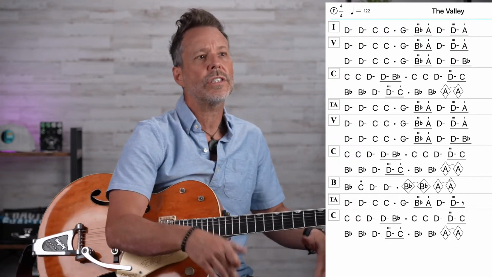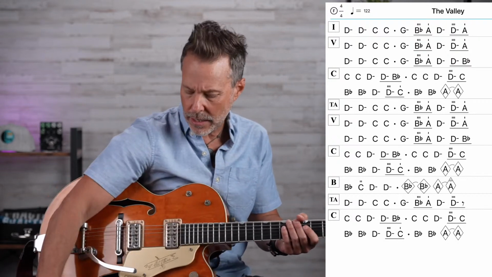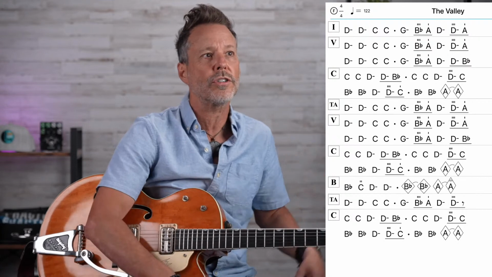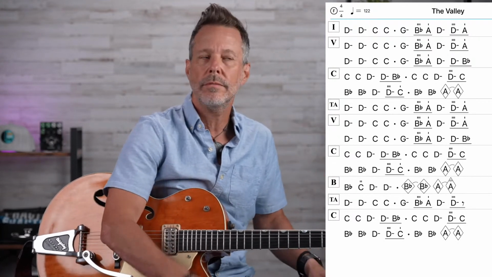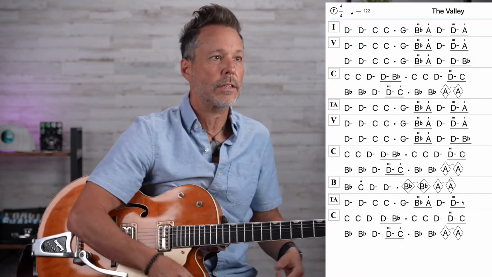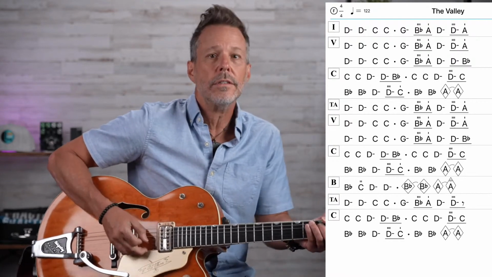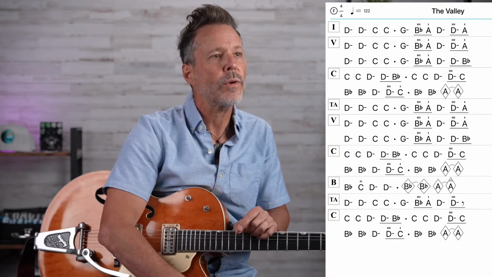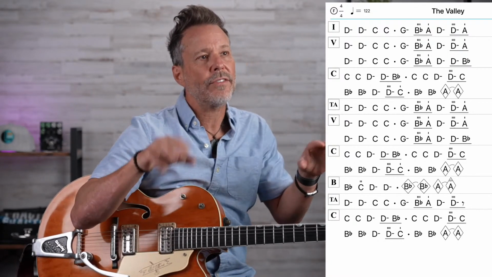122. Okay, so it's slightly faster than marching band, which is 120. That's typically what folks march to, 120. It's a certain meter that works well with marching. It's the same tempo as this song, a little bit faster. Okay, so we got that. That's the basics, and it says the valley.